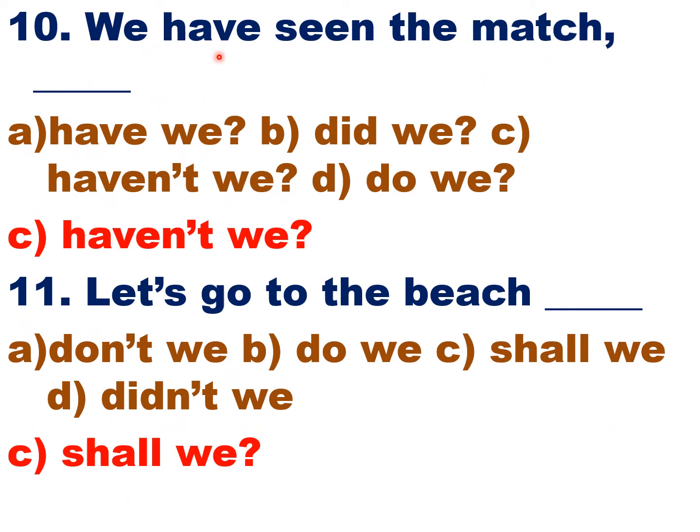We have seen the match. Positive statement. Have is the auxiliary verb here. So, haven't we. Let's go to the beach. If we have let in the sentence, we must use shall in the question tag. Shall we. As let is here, so shall we is the question tag.